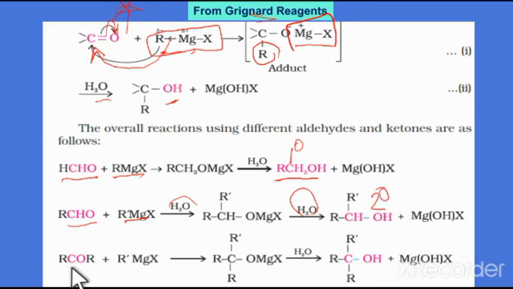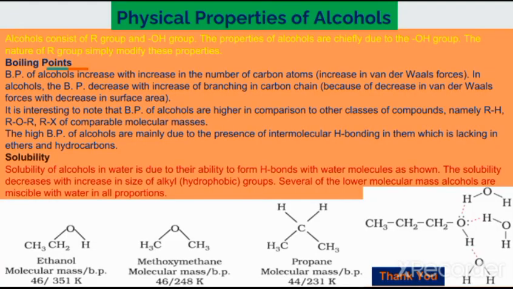And when ketones are treated with the alkyl magnesium halide, the Grignard reagent, followed by hydrolysis, in that case we can get the tertiary alcohol. 3-degree alcohols can be obtained. This way we can get the alcohols from the Grignard reagent. These are the preparation methods.